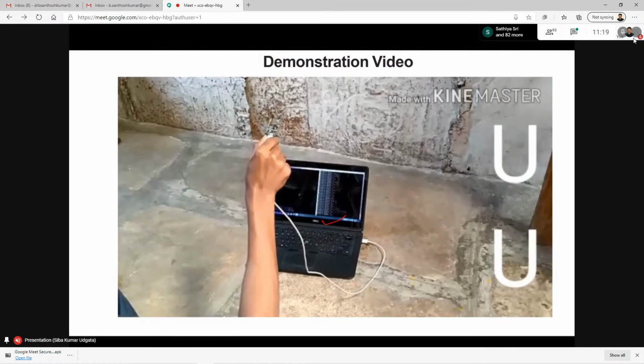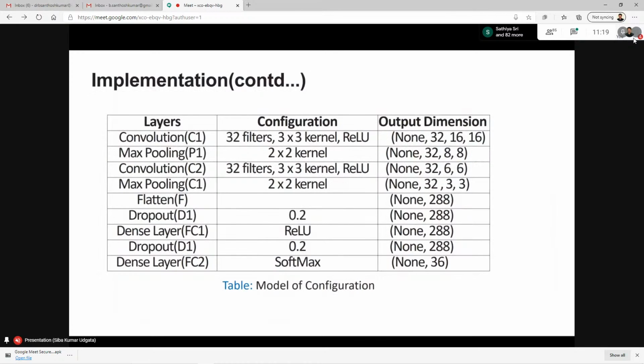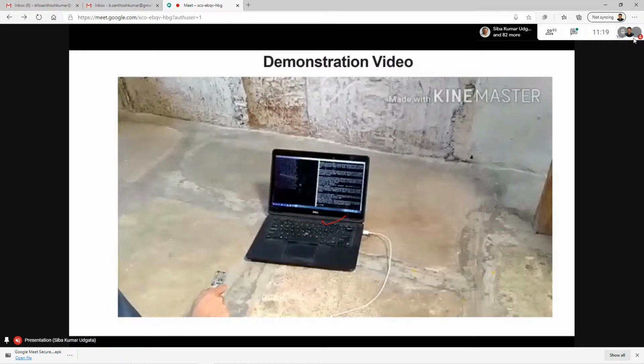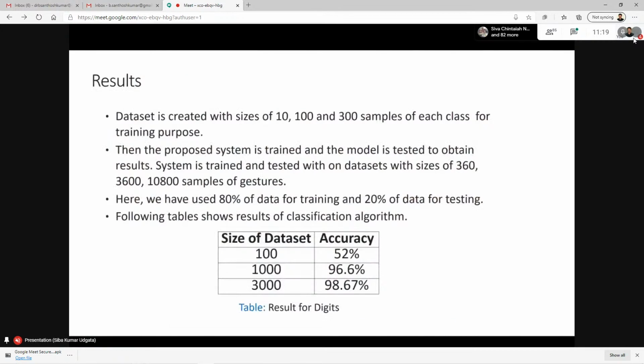Now the gestures are not easy. So what we did: I have used convolution and max pooling. These are the 7 layers we have used, and in each layer we used 32 filters with a 3x3 kernel. All these things we borrowed from an Anaconda configuration, and then we tried it. You have just seen the demonstration video. Now, what are the results? As I told you at the beginning, we first tried to see whether, with less data, we are able to get good accuracy or not.